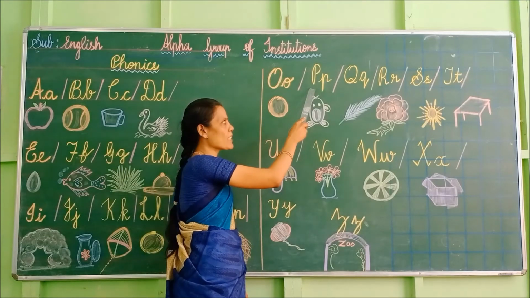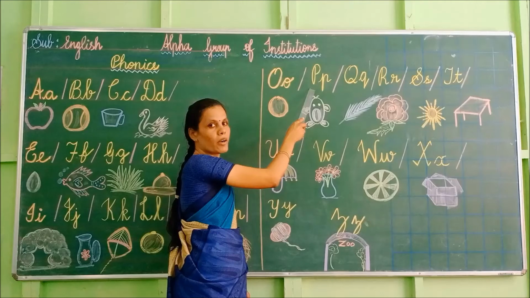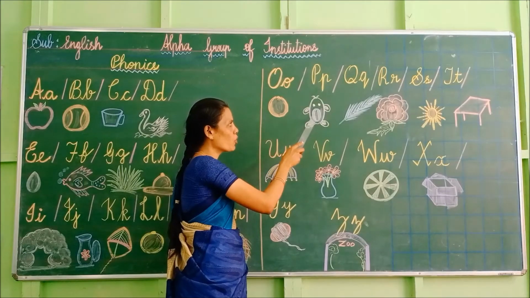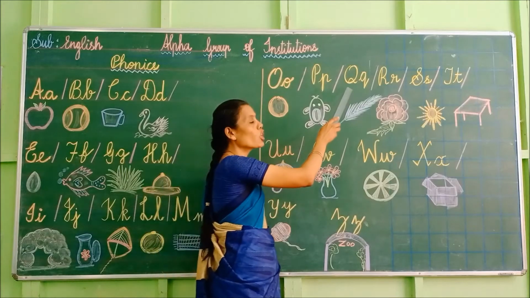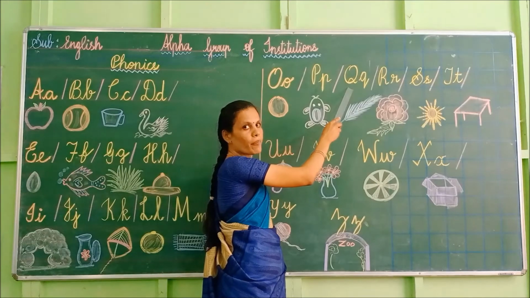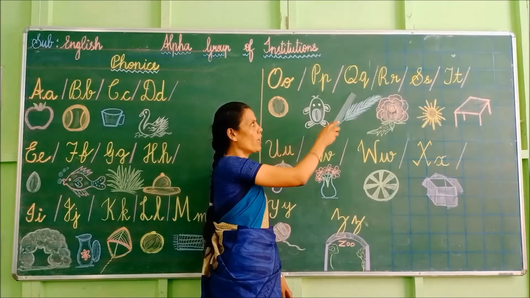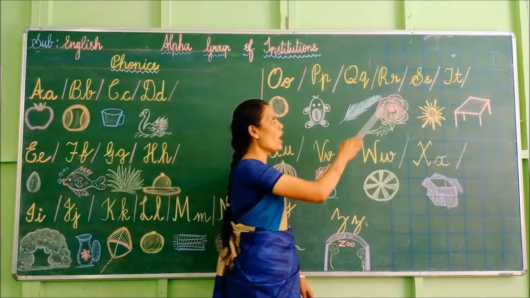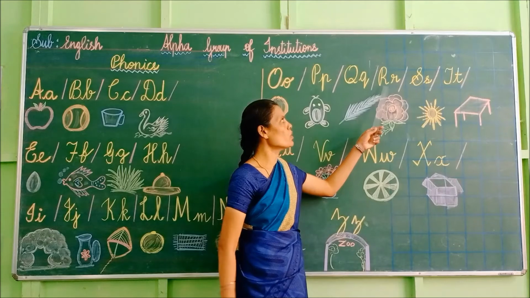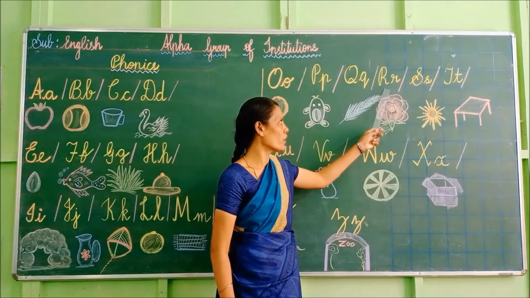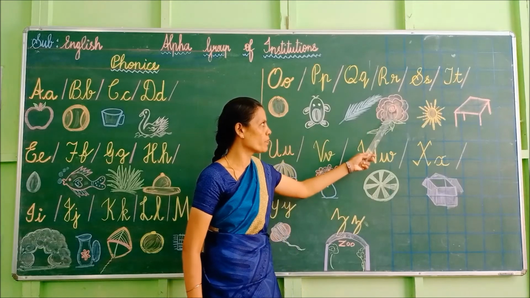P. P sounds P. P, penguin. Next one. Q. What letter is this? Q. Q sounds Q. Quill. Next one. R. R sounds R. R, rose.